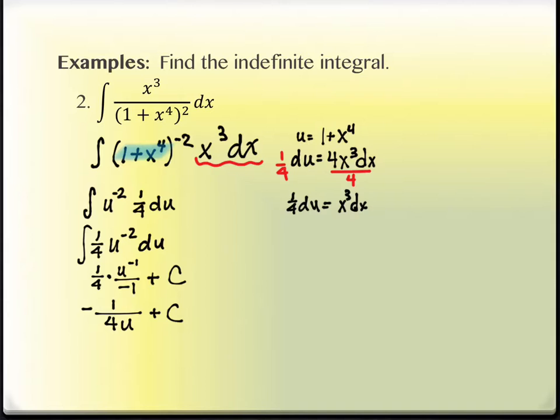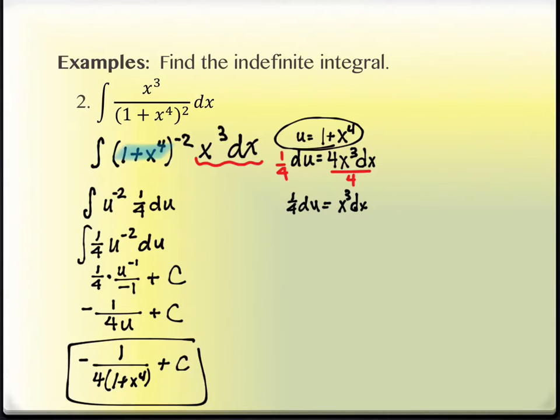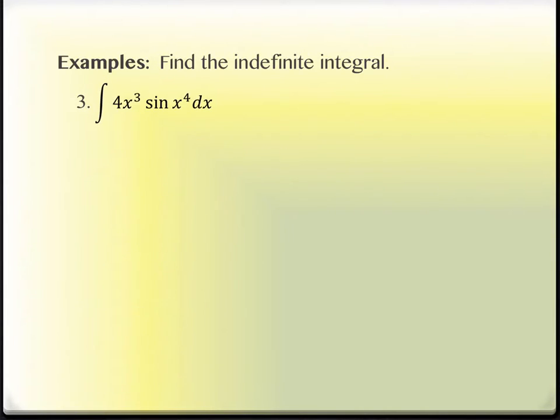And then I need to make sure that I do what? Plug back in for u. I've got to get the u out and put the x back in. So it's always identified up here, so you know exactly what it is. So this is -1 over, the 4 can stay in front of it, doesn't need to be multiplied through, 1 plus x to the 4th plus c. Any questions? Okay. Let's do it with some trig.